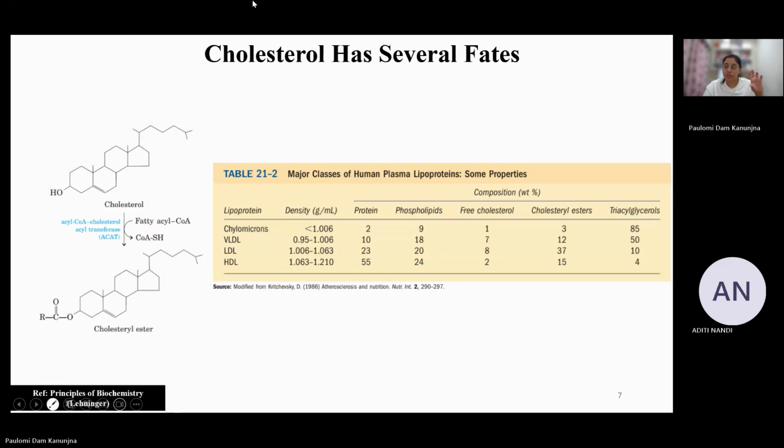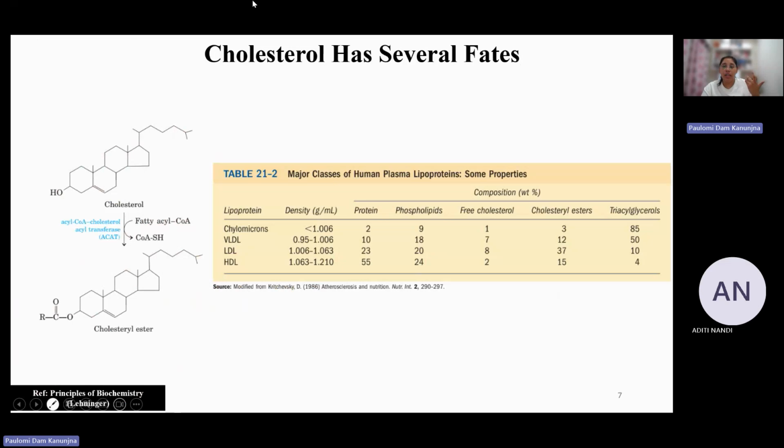You see cholesterol as bile acids or their salts. So these are hydrophilic derivatives of cholesterol. They are synthesized in the liver, of course. And bile acids, if you remember, are also part of the digestion of lipids. So they are exported out for digestion purposes.